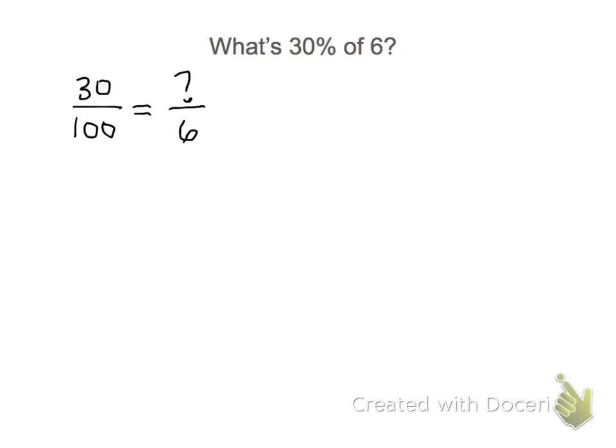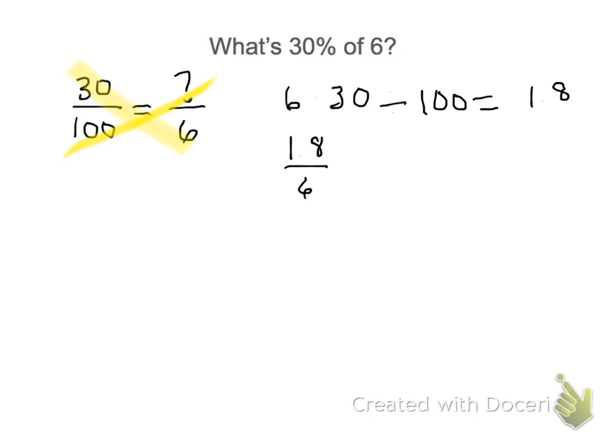And there's a few different ways you can solve this problem. Maybe some of you have heard of cross multiplication before. The fact that if you multiply these two together, they have to be equal to these two. So you could multiply 6 times 30 and then divide by 100. And that would give us 1.8, which means that 1.8 of 6 is equal to 30%. So it'll be 1.8 out of 6.